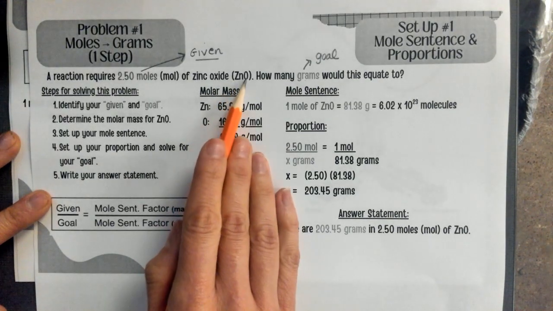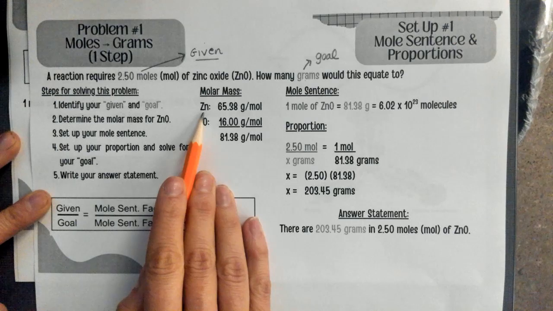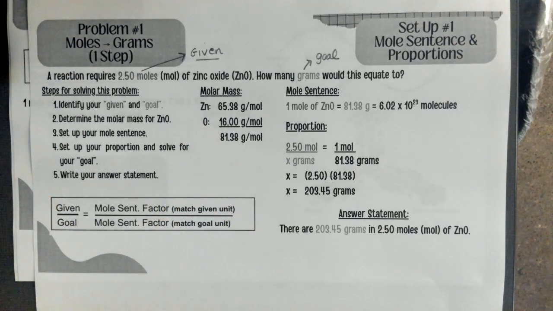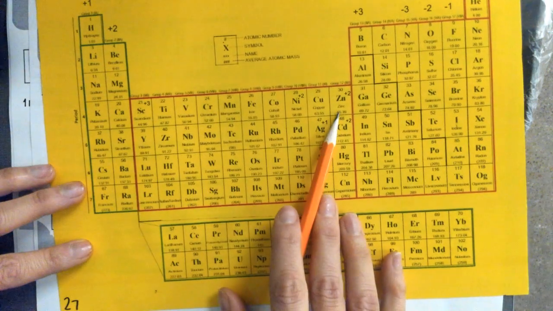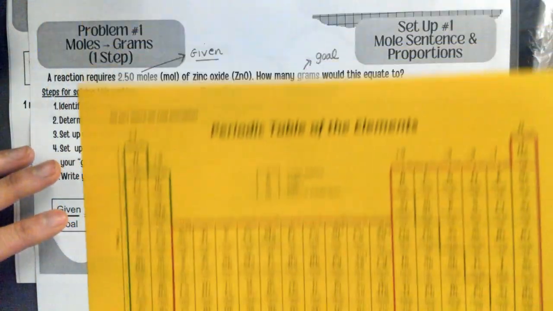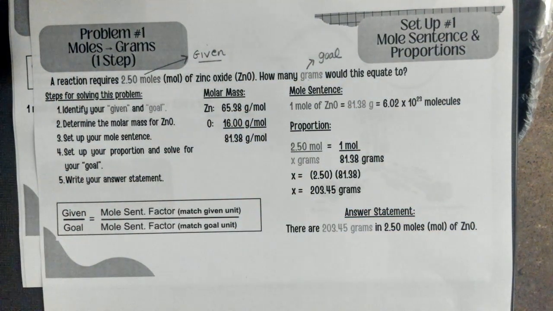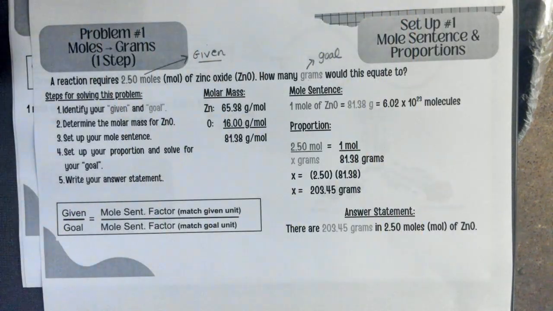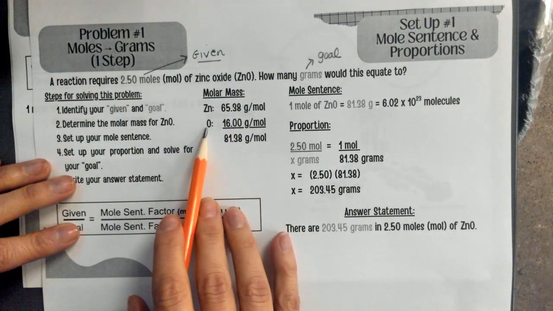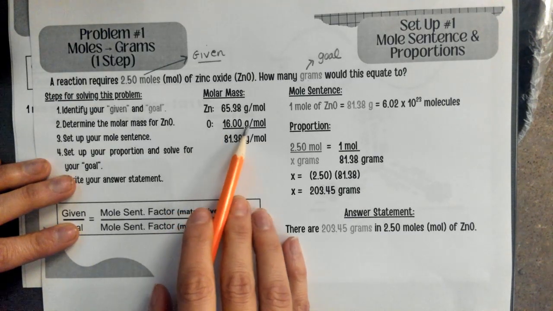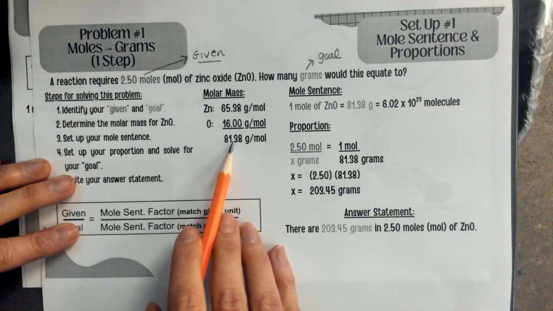So in ZnO, I have 1 zinc and I have 1 oxygen. If I look at the periodic table and I find zinc, it's right here, and I can see its molar mass is 65.38. Okay, now I believe it says 39 on your periodic tables. I used 8. When I find oxygen, oxygen is 16. So I add those up and I get 81.38. So now I know my molar mass.